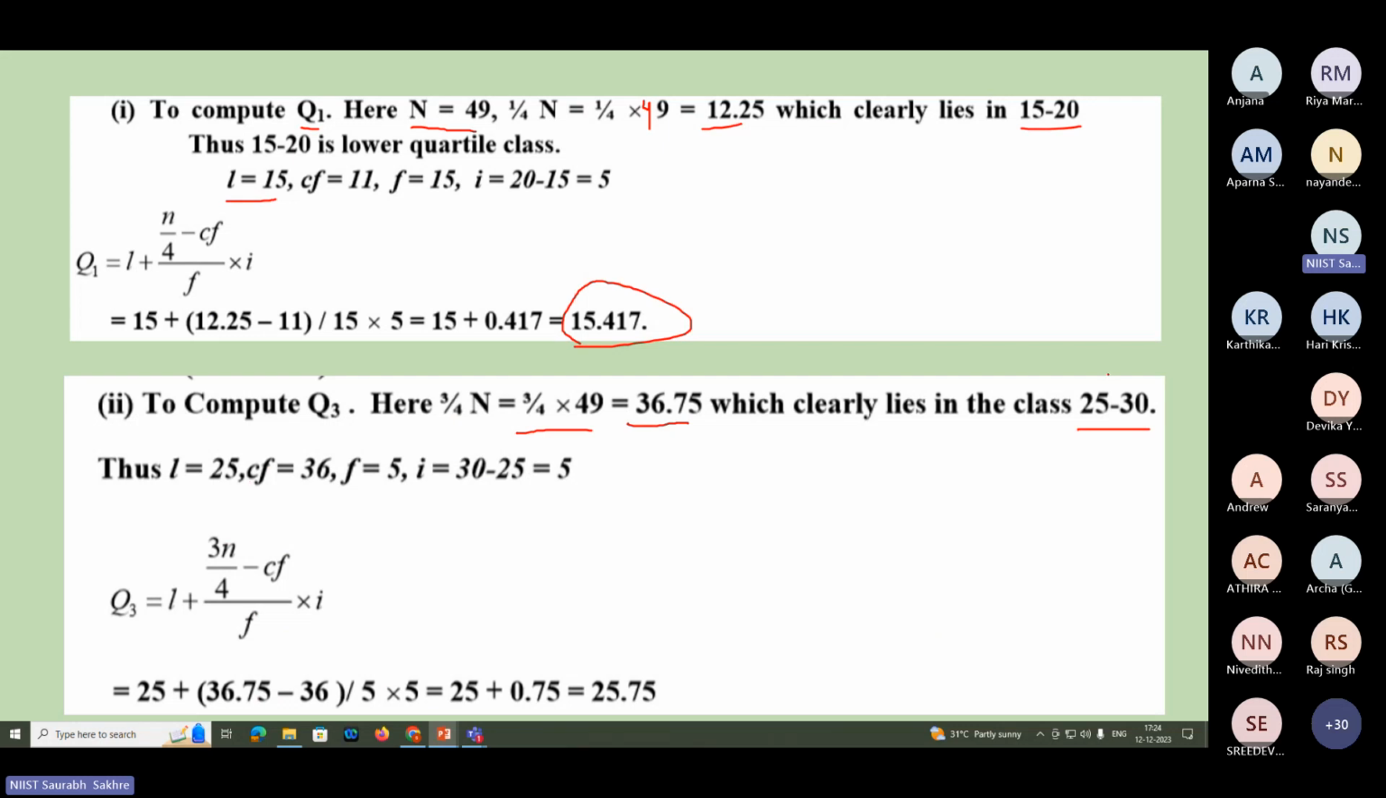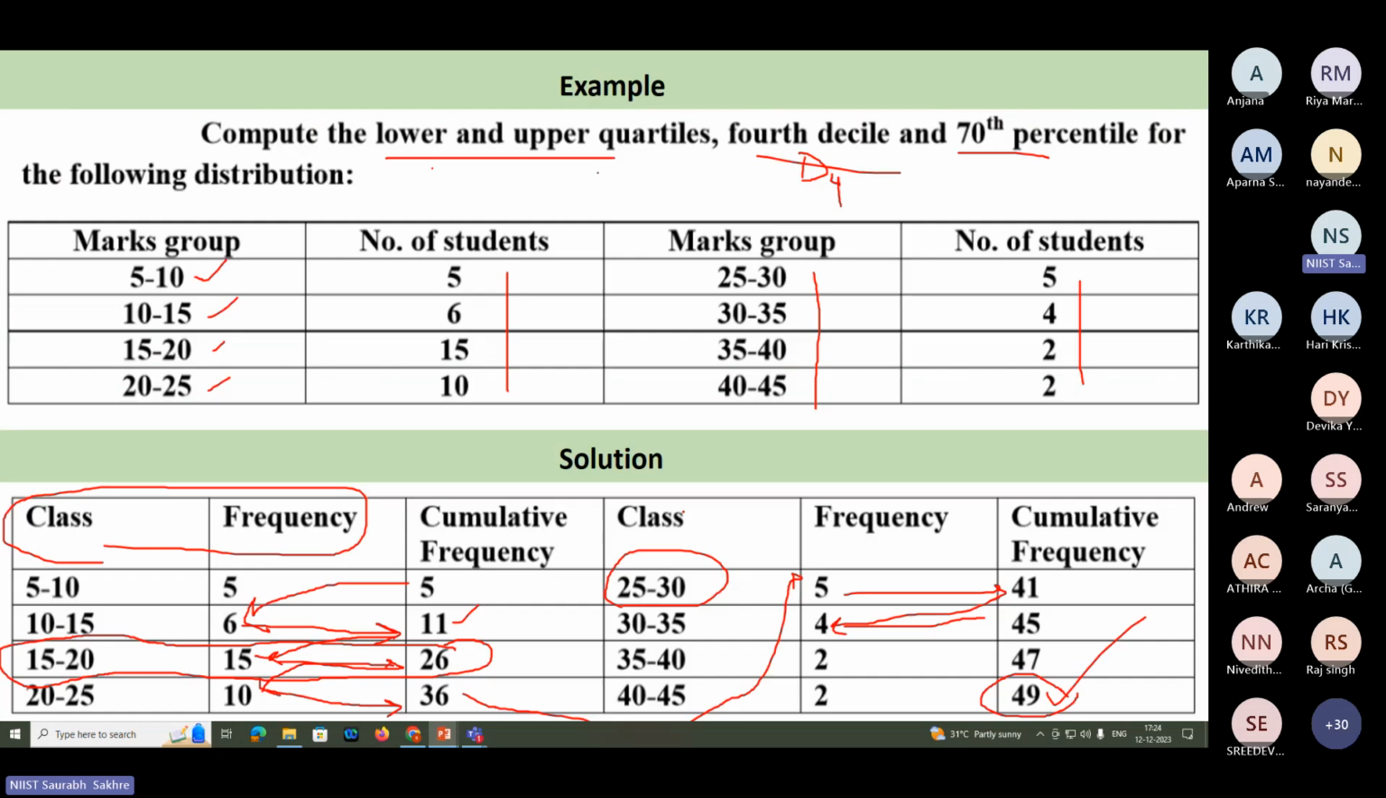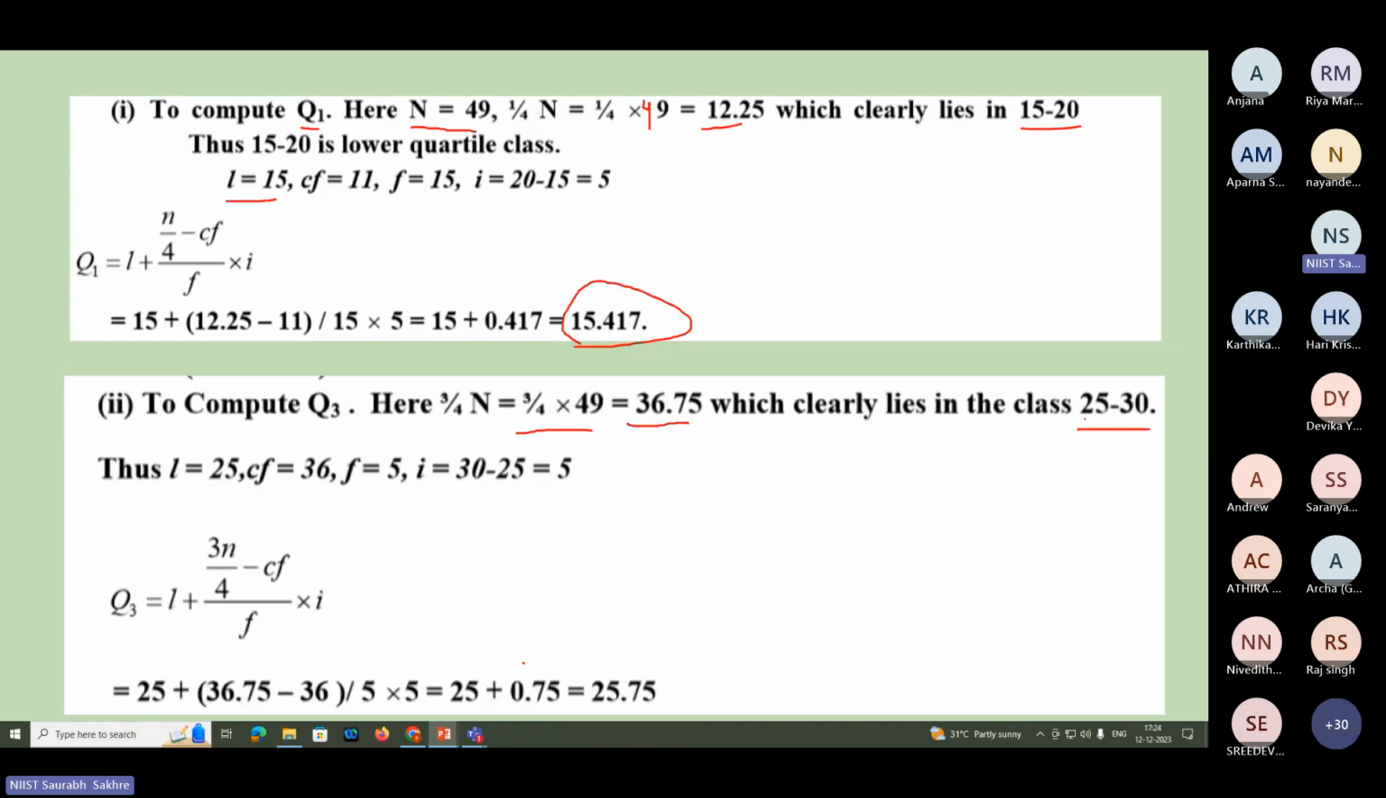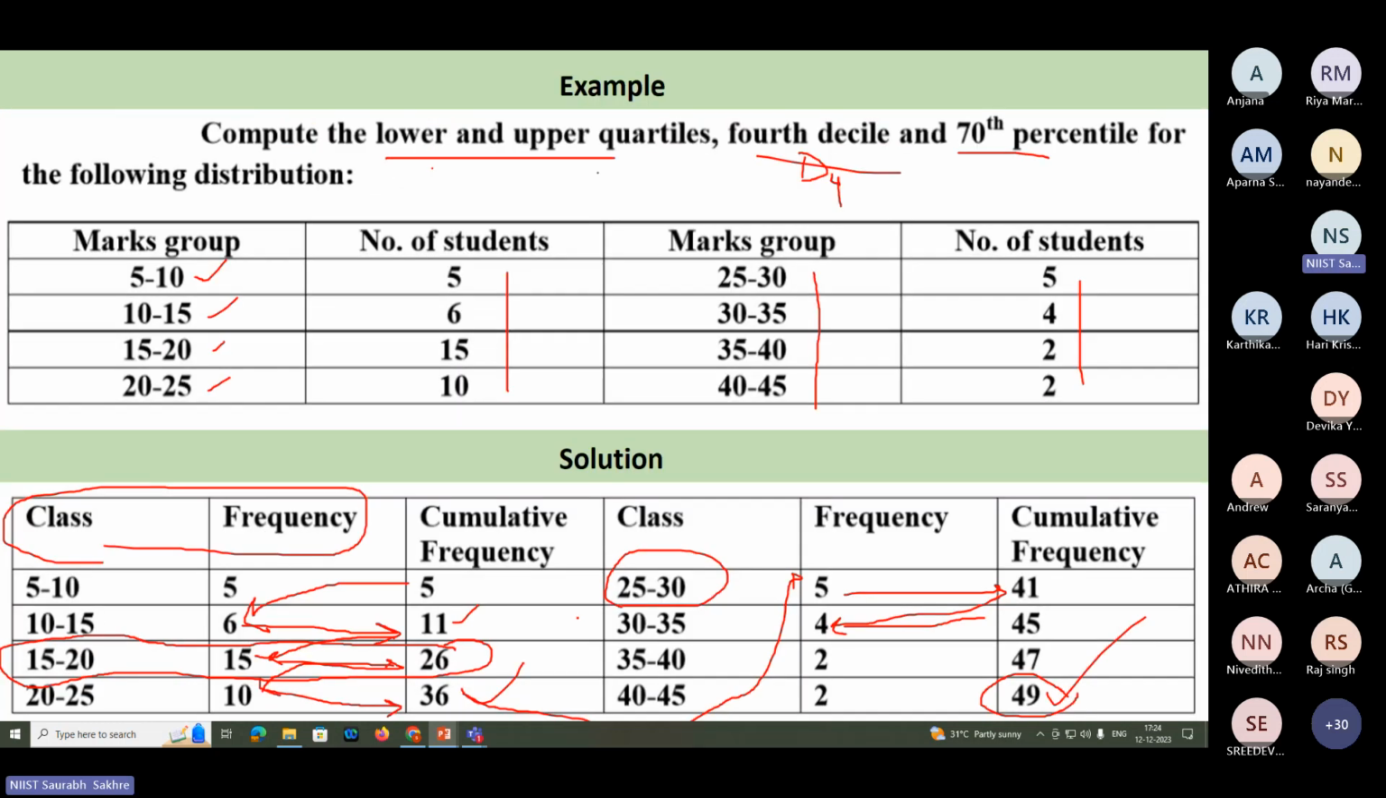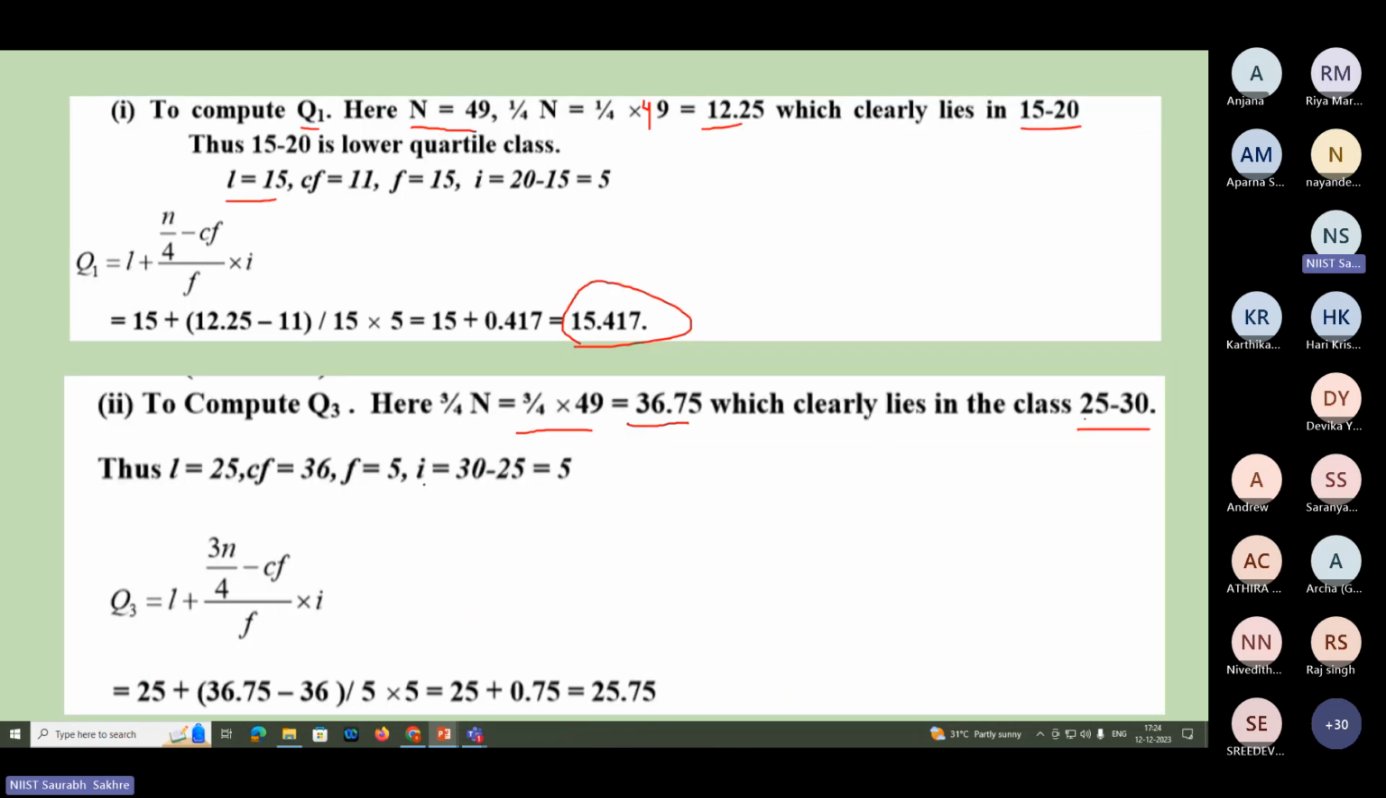Now here the lower limit of the class is 25, L equal to 25. Cumulative frequency one class before that class is 36. Then frequency in that class, 25 to 30, is 5. You can see here, f is 5. i is of course 5. So I put all these values and the answer is 25.75.